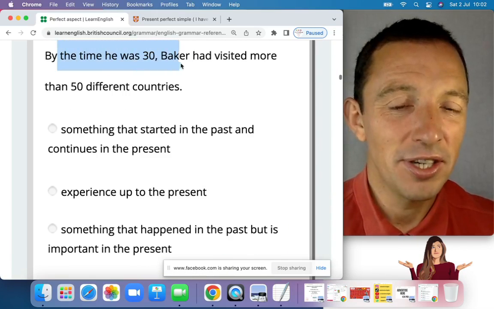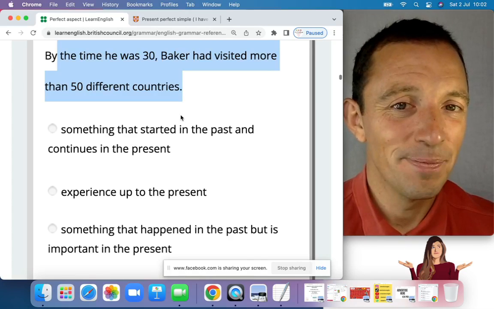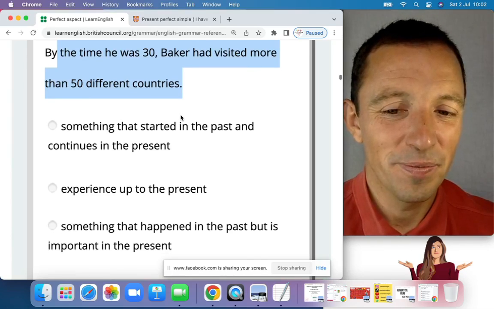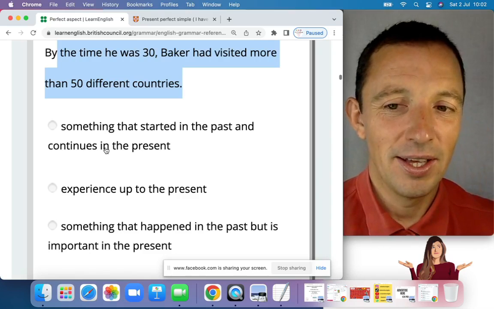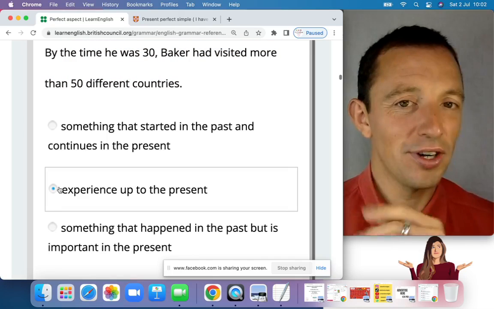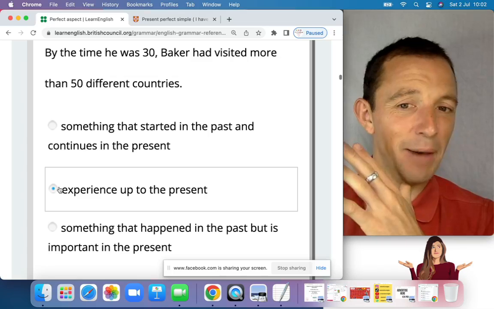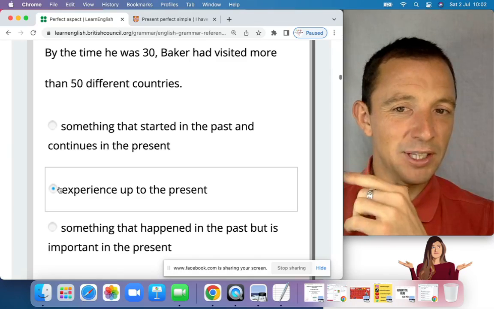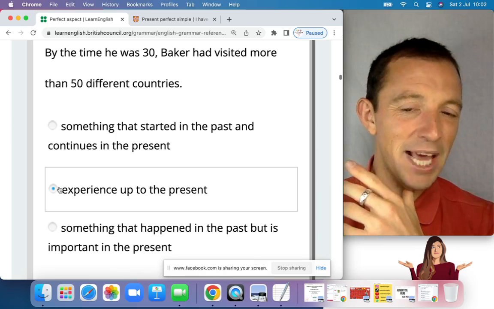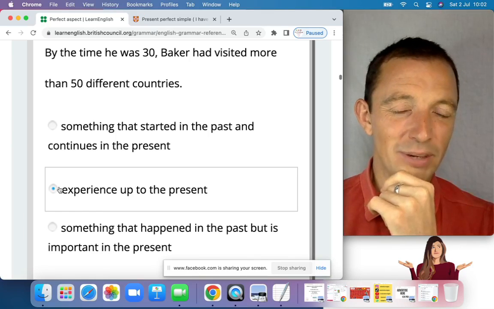By the time he was 30, Baker had visited more than 50 different countries. I'm not sure. I'm really not sure. He had visited more than 50 different countries, because it definitely happened in the past. Continues in the present? No. Experience up to the present? Maybe, but it's more in the past. Something that happened in the past but is important in the present.